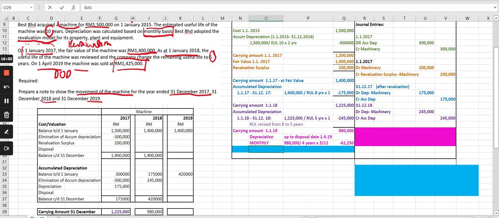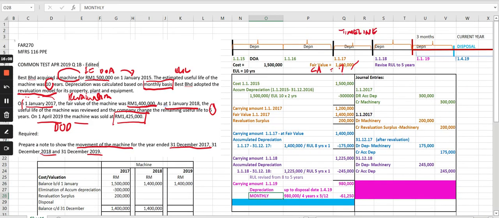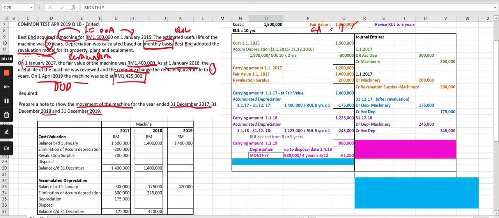Because of monthly basis, you divide by 4 times 3 over 12, because that was from 1st of January 19 until 1st of April 19, 3 months. So that depreciation must be calculated. So if you do that, you get 61,250. So that must be calculated first. So therefore that would be recorded here.